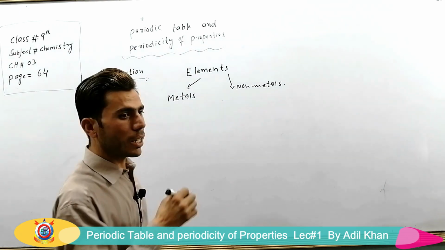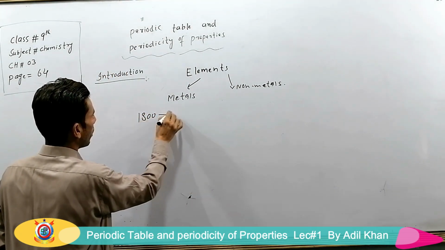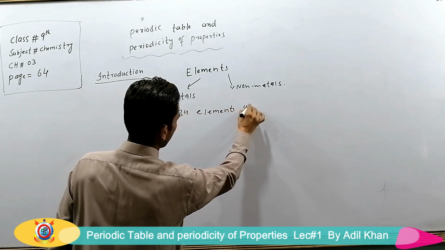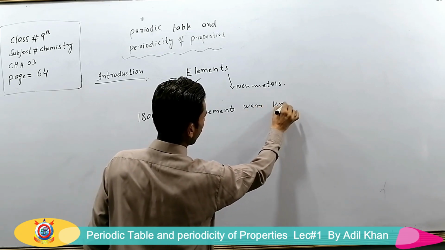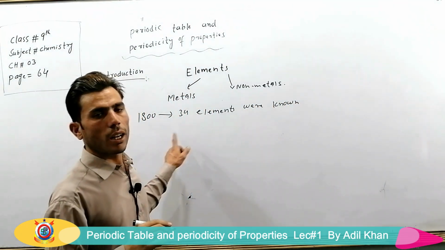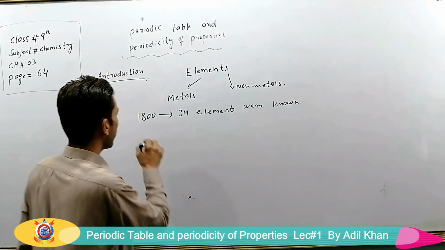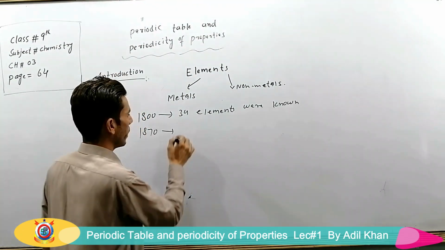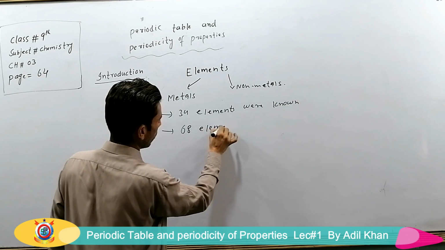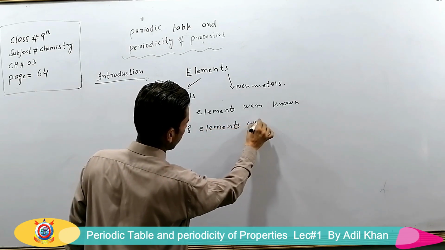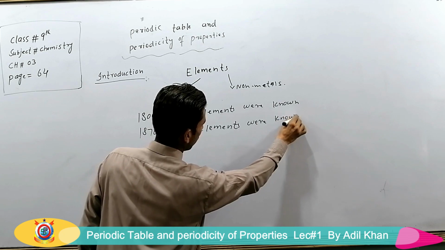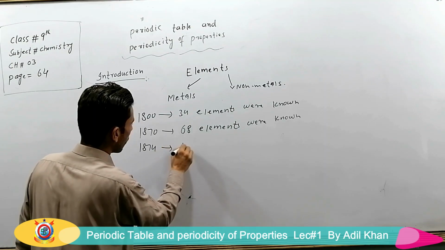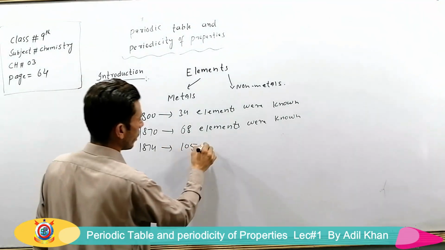Dear students, in the year 1800, only 34 elements were known. In the year 1870, the number of elements almost became double and 68 elements were known. After 4 years, in the year 1874, the number of elements was 105.